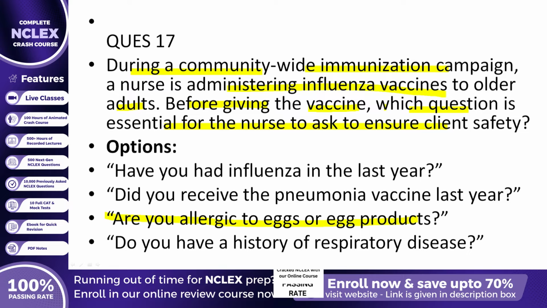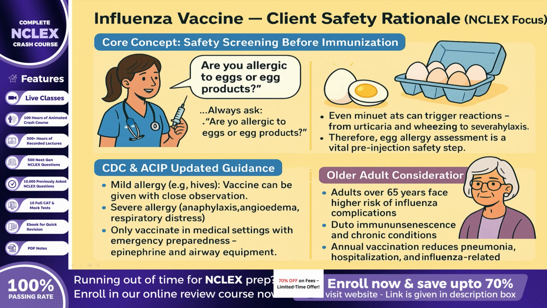Now, let us unfold the detailed advanced rationale behind this answer. Before administering the influenza vaccine, the nurse must always assess for a history of allergy to eggs or egg-derived substances. Most influenza vaccines are cultured in embryonated chicken eggs, leading to trace amounts of residual egg proteins such as ovalbumin in the final product. In clients who are allergic to eggs, even minimal exposure can provoke allergic reactions that range from mild urticaria or respiratory wheezing to severe, life-threatening anaphylaxis. Therefore, verifying egg allergy before immunization is a fundamental step to safeguard the client.